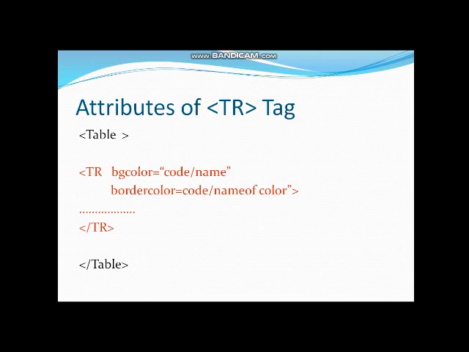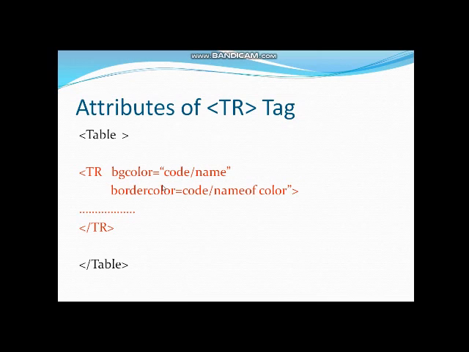So tr is your table row, is used to create rows of a table. Table has rows. What are rows? Records. Horizontal lines will be your rows, and the vertical lines are your columns. Okay, so I am talking about rows. So what can we change in rows? BG color means the background color of the row we can change, and the border color of the row can be changed. Okay, so these are the two things which we are going to use with tr.